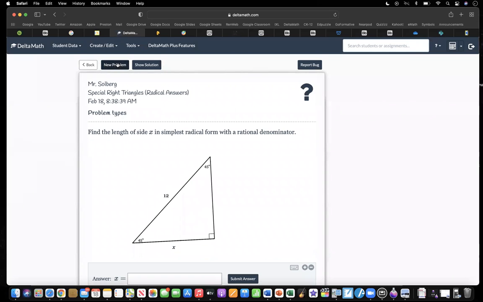Let's find some different ones here. Okay, so these are all, this is also isosceles. So these are just dividing by radical 2. So that's the same type of problem.